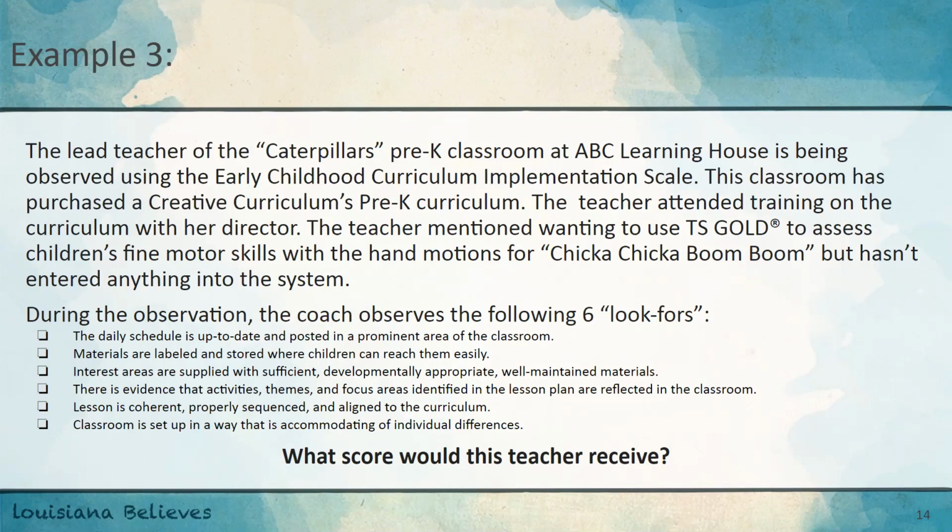Right, this teacher would receive a 3. The teacher has attended curriculum training and she has 6 look-fors. She'd like to use more assessment data to guide her instruction, but hasn't fully done so. And in addition to that, she only has 6 look-fors. In order to receive a 4, you would need 10 to 11 look-fors. So she is definitely on the path to improving, and this would be a good indicator of where her coach would need to take her next.